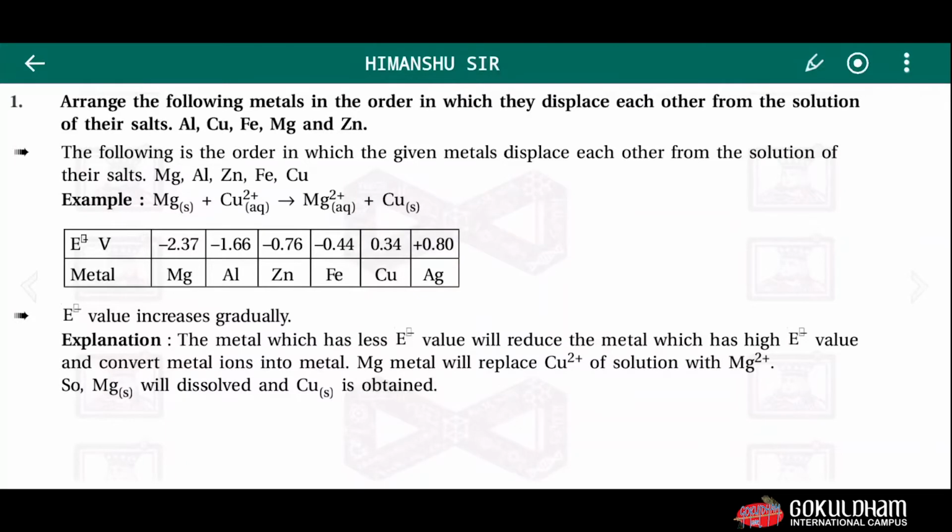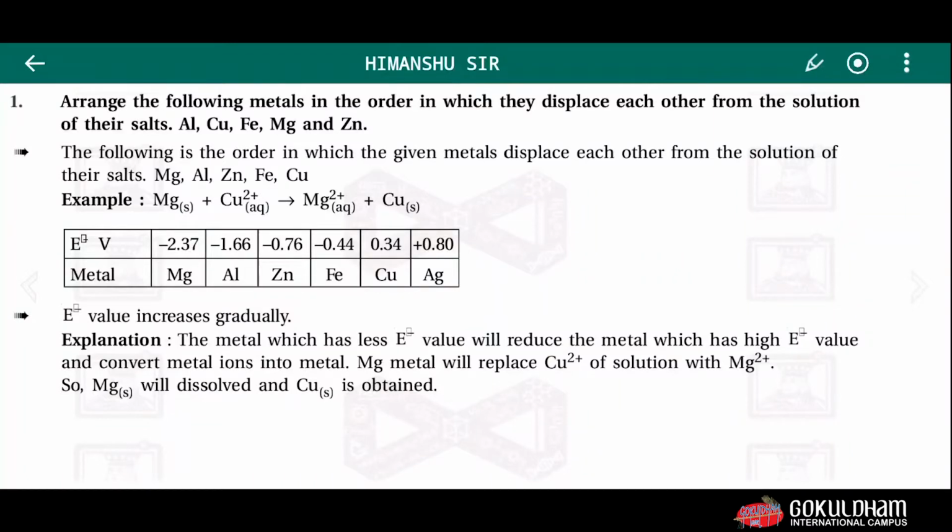So our first example is: arrange the following metals in the order in which they displace each other from the solution of their salt. So in this example, first of all, how can you decide the order? We can decide this order from the EMF series, the electromotive force series.